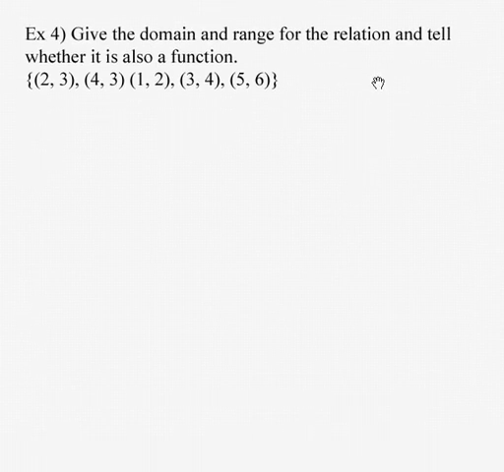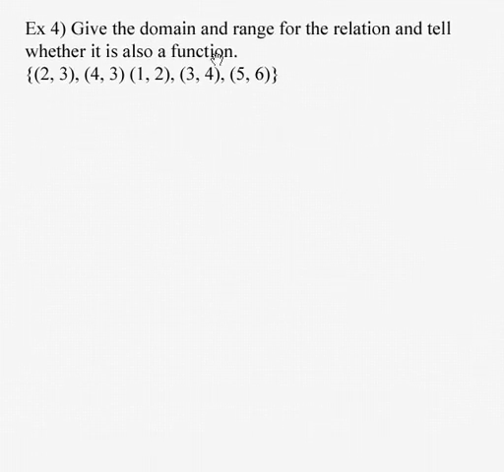Alright, let's look at this set of ordered pairs. And first of all, we're going to give the domain, those are the x values. We're going to give the range, those are the y values. And then we'll decide whether it's a function or not. And when we list these as domain and range, we'll put them in numerical order. So instead of 2, 4, 1, 3, 5, let's put them in numerical order: 1, 2, 3, 4, 5.